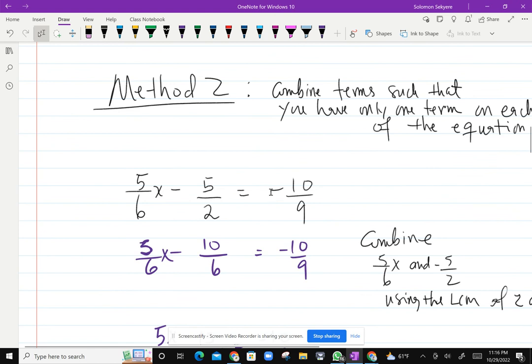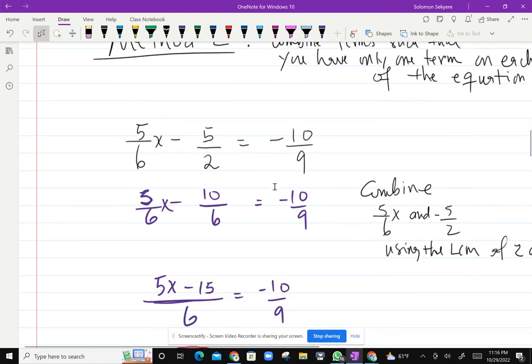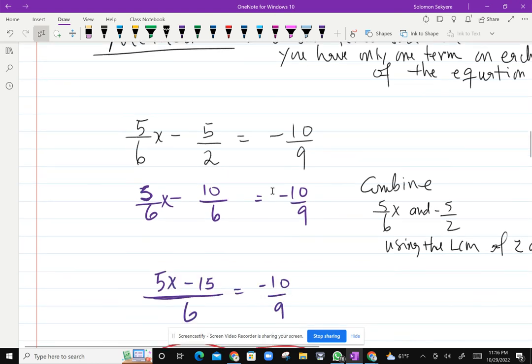Okay, the second method is, in all these, we want to have one term on the left, one term on the right. So what do we have on the left side?